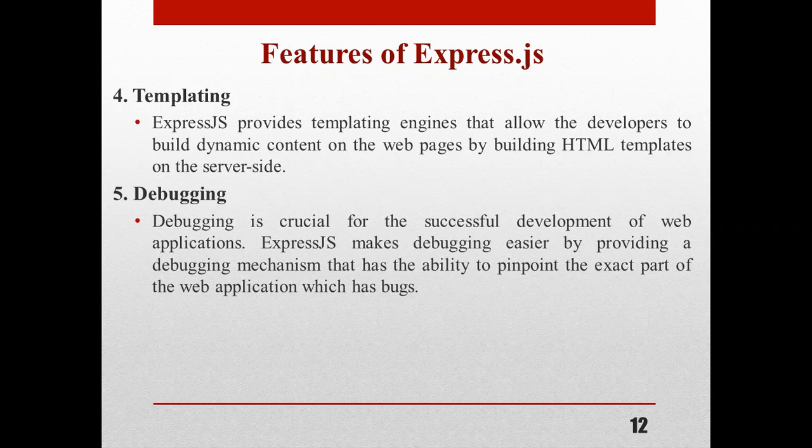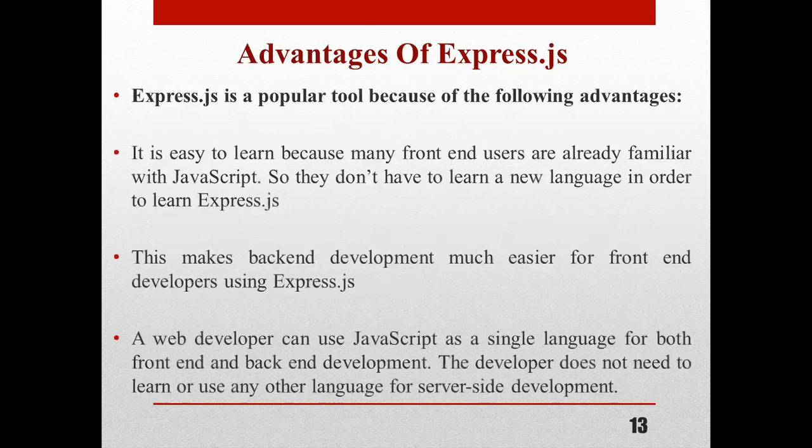Then the fifth one is debugging. Debugging is crucial for successful development of web applications. What is debugging here? By using debugging, we can easily point out what exact part of the web application has the bugs. These are the features of Express.js.